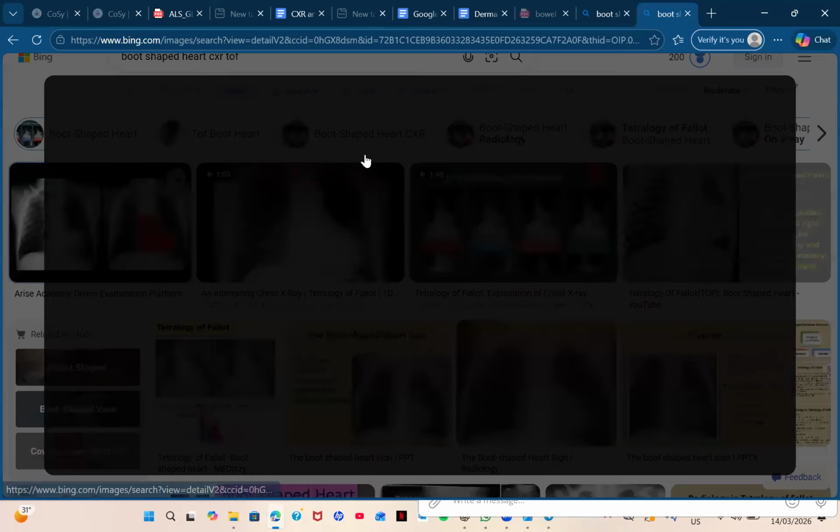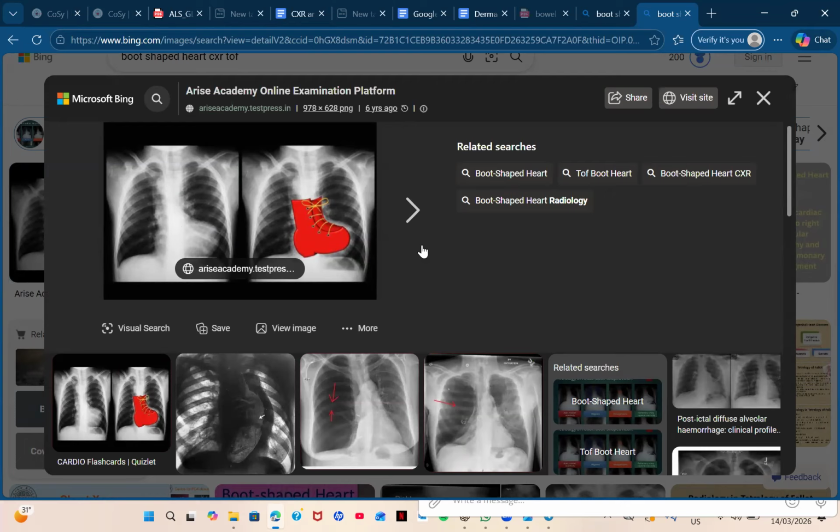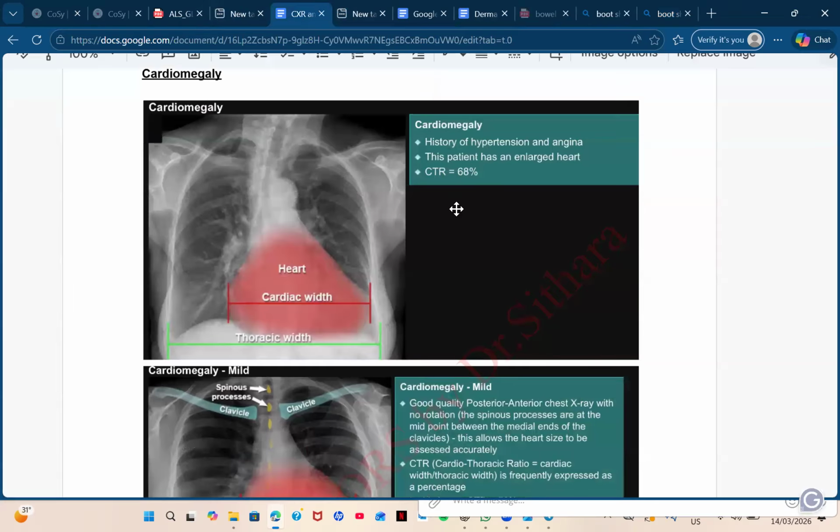Do you remember this picture? This is the boat-shaped heart. You can see it in tetralogy of Fallot, okay? So don't confuse it. Here, what we can see is a boat-shaped heart in TOF, good.